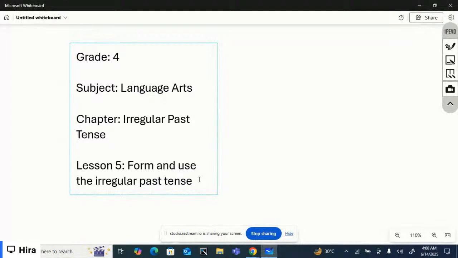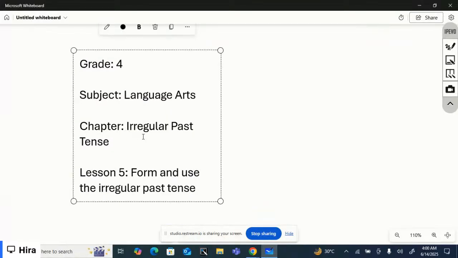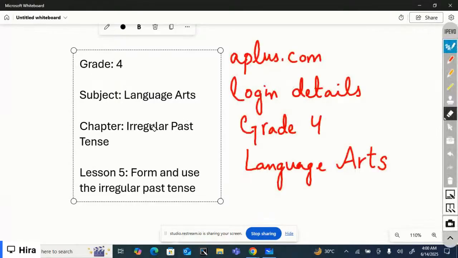Going to teach you a grade 4 lesson. So, welcome to this grade 4 English class of language arts. The chapter that I'm going to teach you is irregular past tense. The lesson is lesson number 5, form and use the irregular past tense.